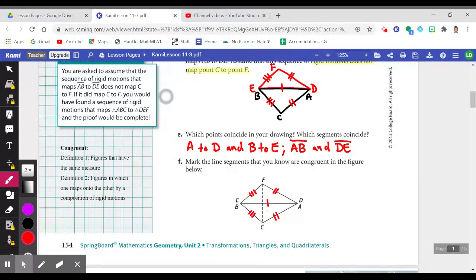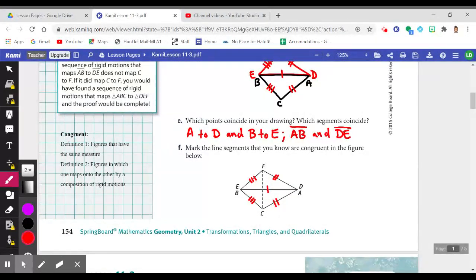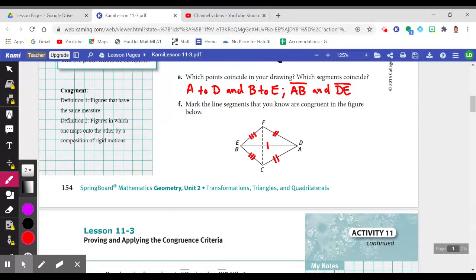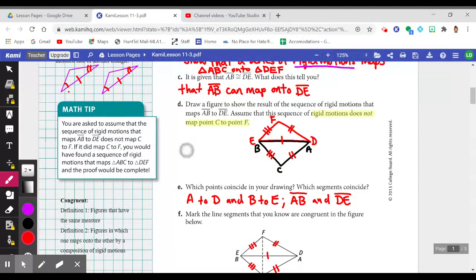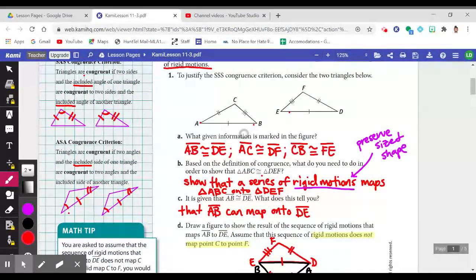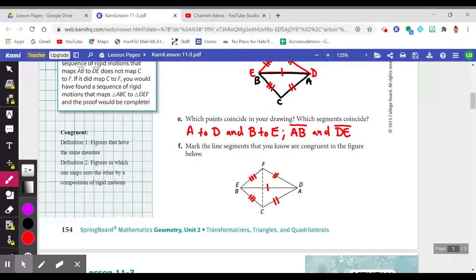And then F asks us to mark the line segments that you know are congruent in the figure. So let's think about this. We're suggesting that maybe a rotation, that's probably what I would safely assume, took this triangle such that line segment AB mapped onto line segment DE. And now when we see in the picture the fact that AB and ED were the same length, it makes sense. They can map on top of each other because this one little mark here suggests that they are congruent.